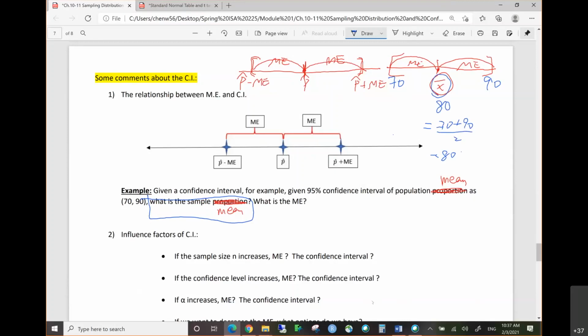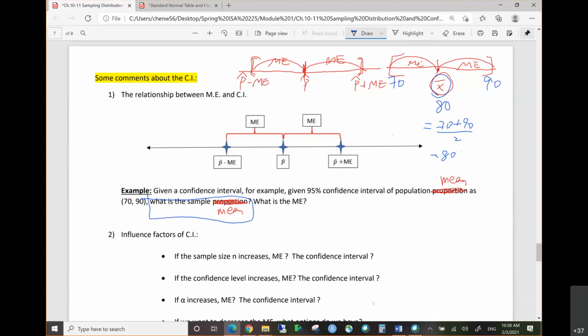All right, so now one more question. What will be the margin of error? Dominic, what do you think? What will be the margin of error? Dominic? Yes. Sorry. The margin of error.